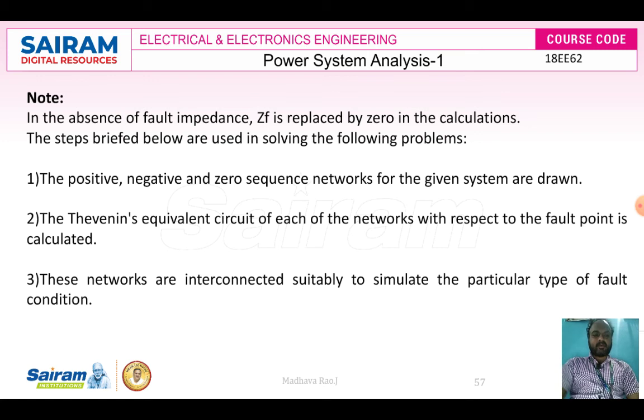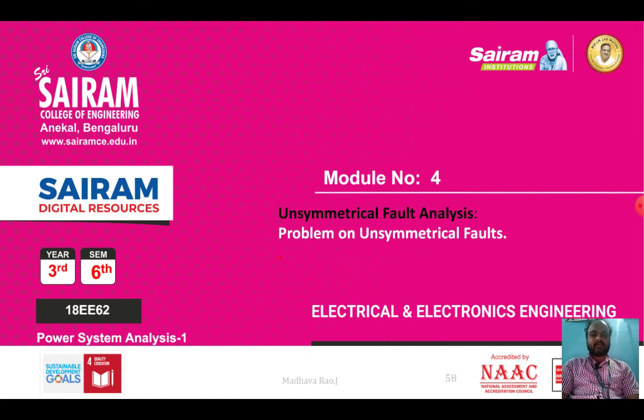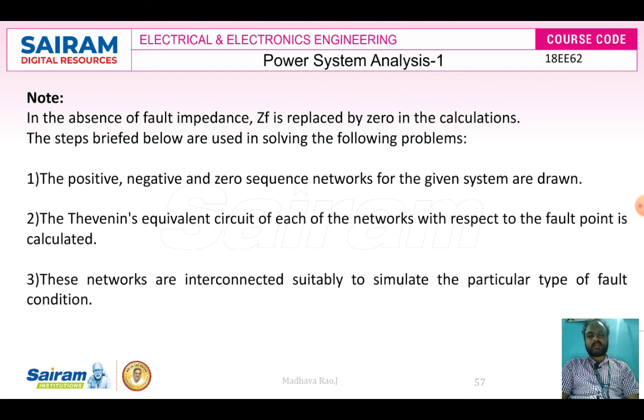So here we have a note. By LG, LL, LLG fault, we have concluded with a note. In the absence of fault impedance ZF, so suppose fault impedance is absent, we need to replace ZF with 0. So ZF will be equal to 0 when fault impedance is absent.